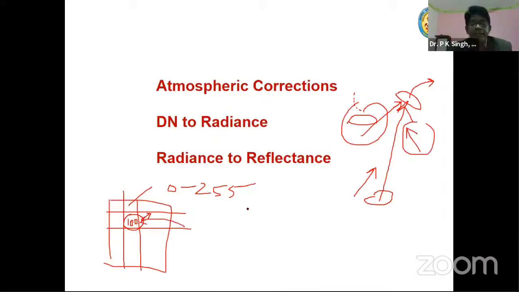In many calculations, you need to convert this DN value into radiance and reflectance. Most of the time we are interested in reflectance data, so this DN number is converted into reflectance data. But for that, there are different formulas. Actually, that needs one more elaborated lecture to explain how DN data is converted into radiance and reflectance.